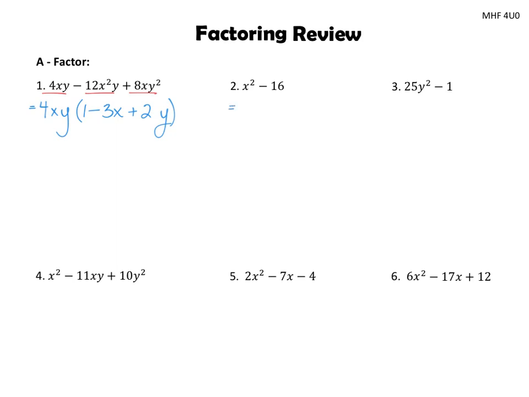What I see when I look at number 2 is right away there are only 2 terms, and both terms are perfect squares, right? So this is our difference of squares. Note the different sign in the middle, and a difference of squares always factors to be x minus 4, x plus 4, right? So the same binomial but with a different sign. Square root of x squared is x. Square root of 16 is 4.